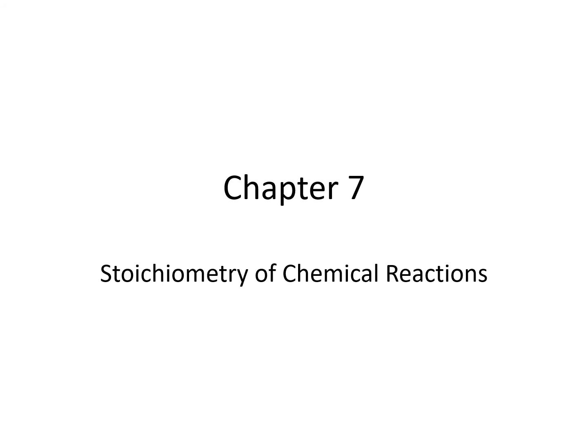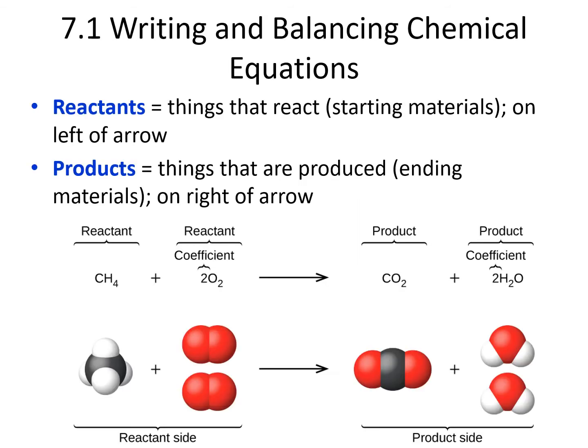Chapter 7 is about stoichiometry of chemical reactions. When we write a chemical reaction, on the left side of the arrow are the reactants, that is, the things that are reacting. The reactants are the starting materials. They are the things that we're putting into our beaker or flask. On the right side of the arrow are the products, that is, the things that are produced. The products are the ending materials. They are the things that are going to be left over in the beaker or flask at the end.